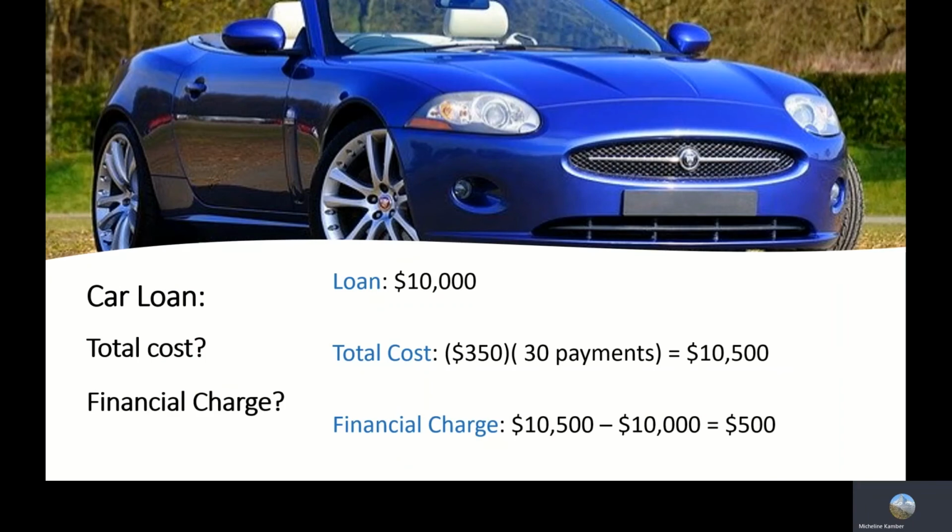When we talk about loans, we also talk about total cost of the loan and the financial charge of the loan. So in our $10,000 loan, how much did we actually end up paying for that? We were making $350 payments every month for 30 months, which is a total of $10,500. So the financial charge is the difference between the two. So in the end, you ended up having to pay an extra $500 in interest for this $10,000 loan. And that's the financial charge of the loan.